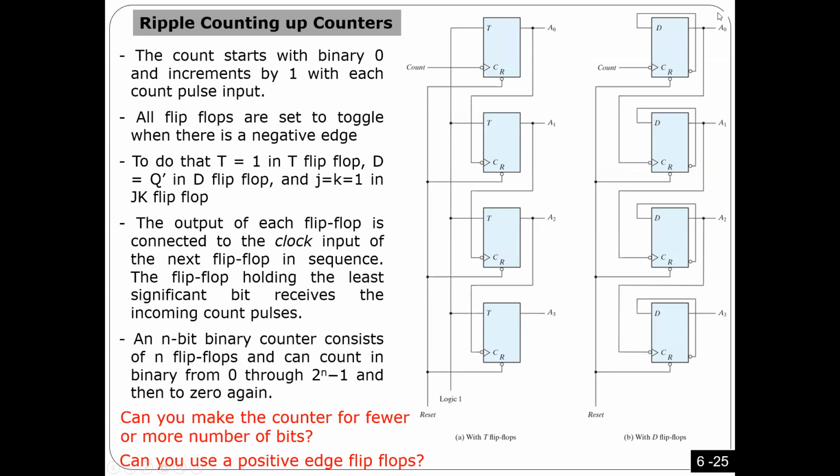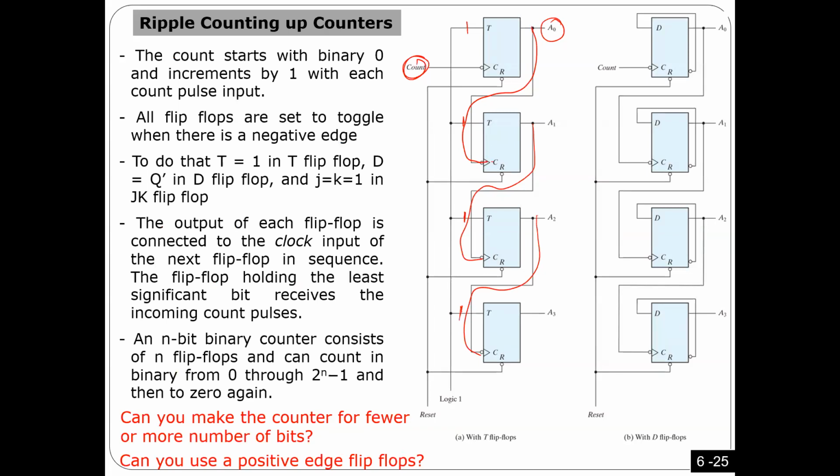For example, if I use T flip-flop, as you see here, I connect 1, 1, 1, 1, so all of them are toggling. And then the clock here is connected to the first one, E0. The output here is gonna toggle this one, the output here is gonna toggle this one, the output here is gonna toggle this one. Is that okay? So everyone is going to toggle the next one.